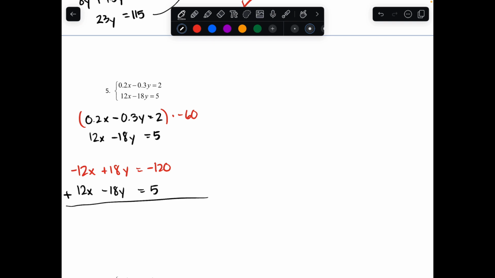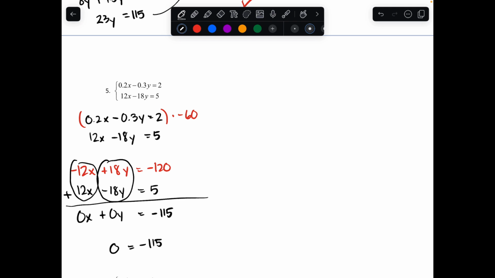So we have negative 12x plus positive 12x. So those are going to cancel each other out. So we have 0x. Now we have plus 18y minus 18y. So those are going to cancel each other out. So we have 0y. And then all of that is going to be equal to negative 120 plus 5, so negative 115. So what do we have? We have 0 is equal to negative 115. Is this a true statement? Well, no, right? 0 is not equal to anything other than 0.